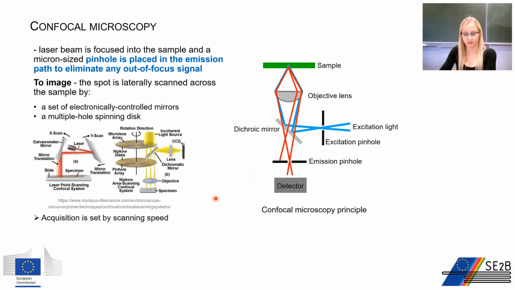Another fluorescence microscopy technique is confocal microscopy. To improve thicker sample imaging in this technique, a laser beam is focused onto a sample, and then a micrometer-sized pinhole in the emission path passes only the fluorescence from the focal plane, while the light from out of the focal plane is eliminated. To image one plane, a spot of interest is scanned across a sample. For that, a few different techniques can be used, one of which is electronically controlled mirrors for the laser beam, and the other is a spinning disc with multiple holes for deflecting a focused beam across a sample.